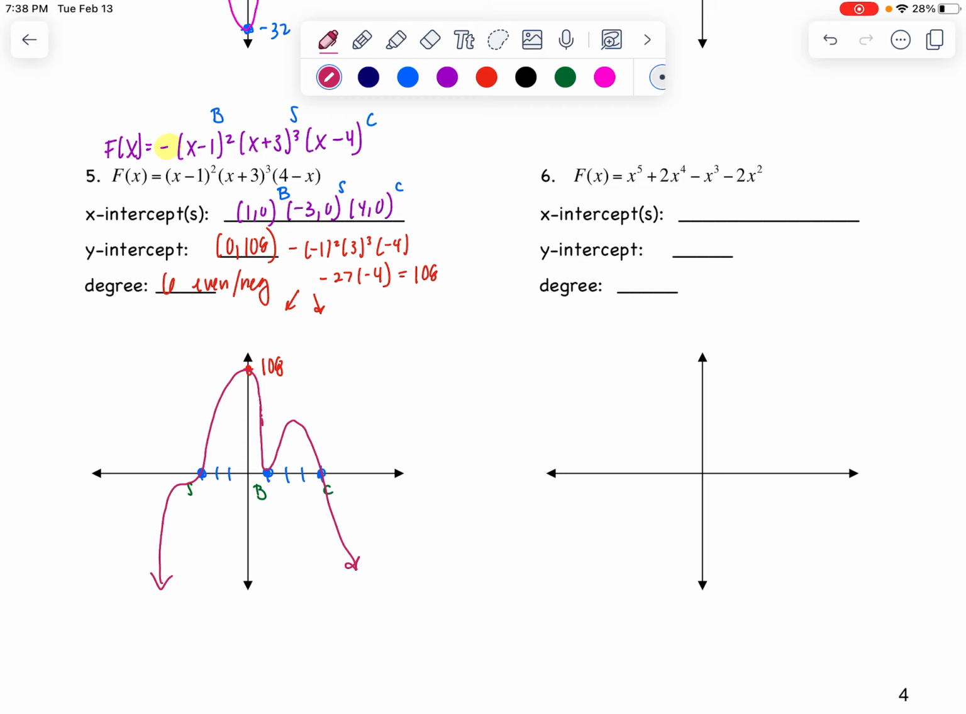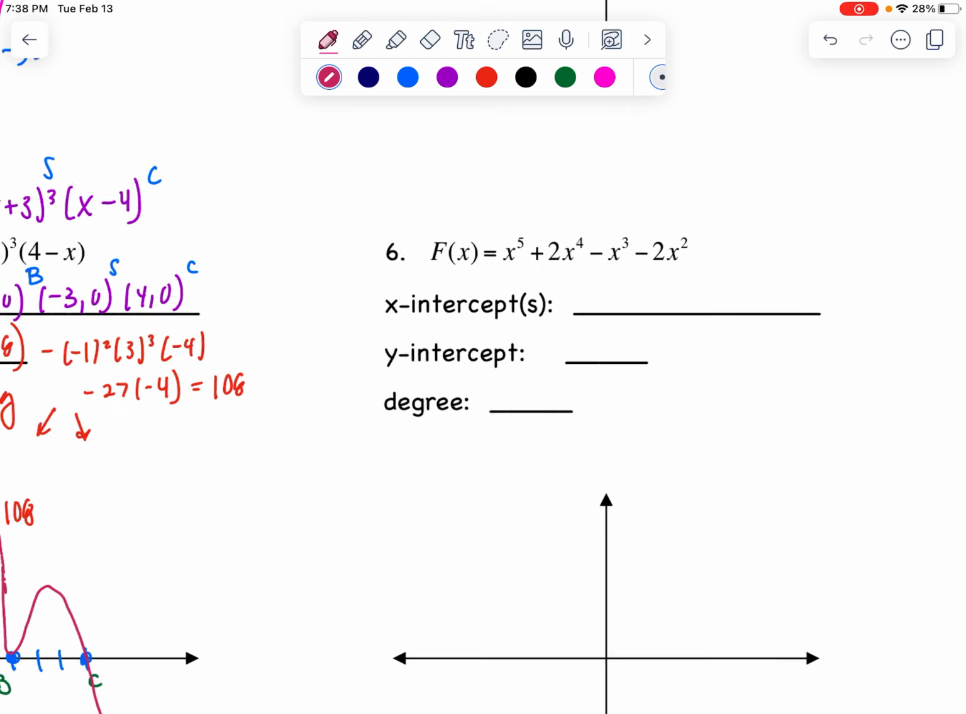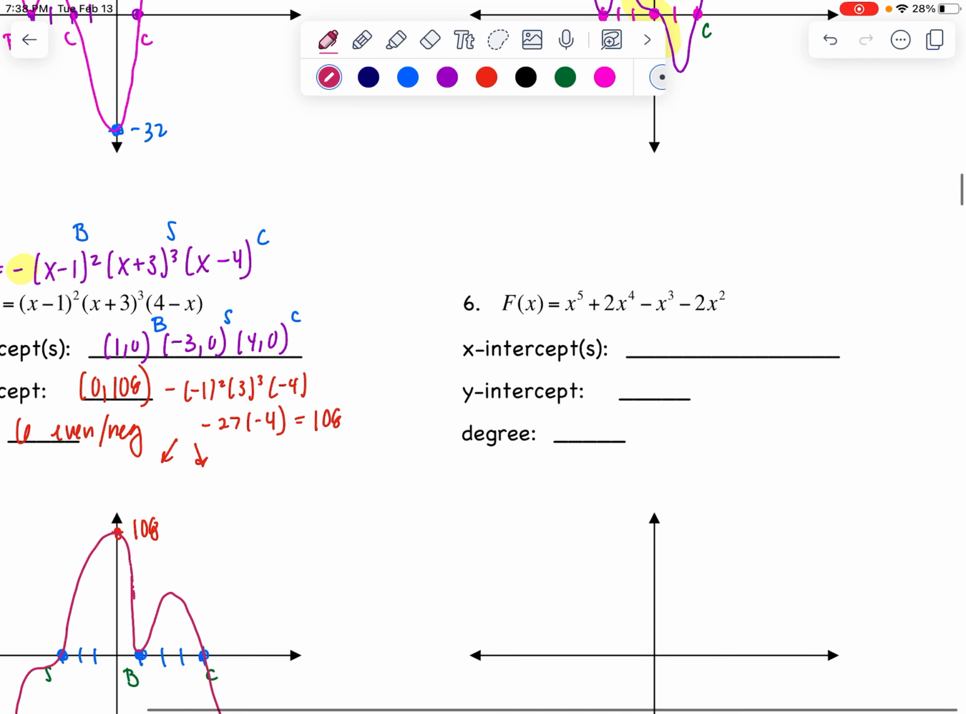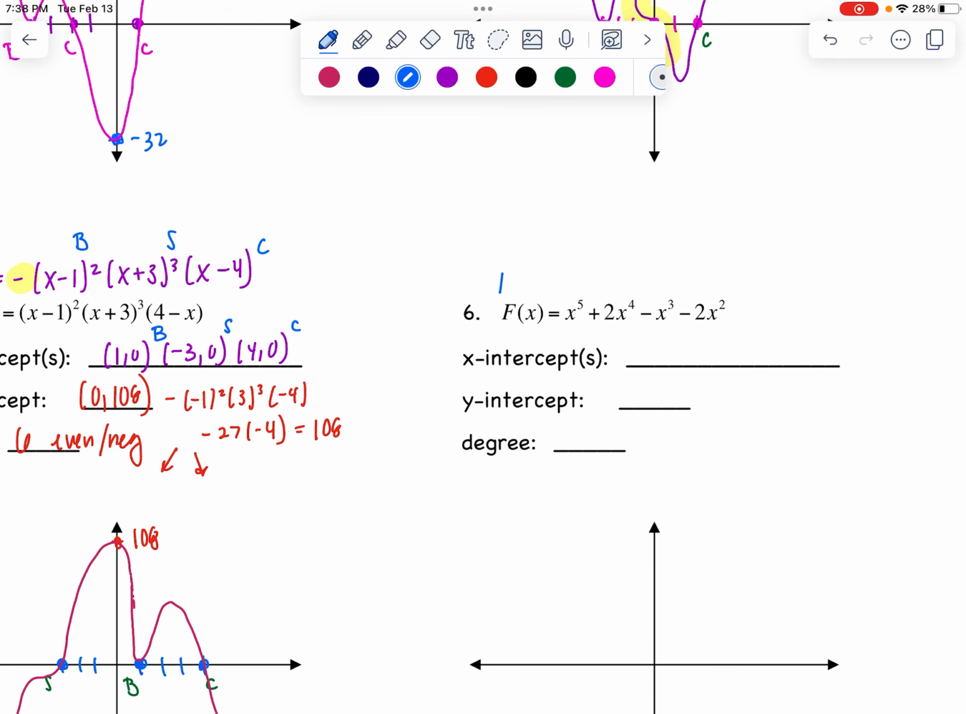All right, number 6. Number 6, we're going to do a lot more work than number 5 and the rest of them. All right, we're going to have to go ahead and do some factoring. So I'm going to go ahead and kind of rewrite it above. I'm going to go ahead and factor out an x squared to begin with. We get x cubed plus 2x squared minus x minus 2.